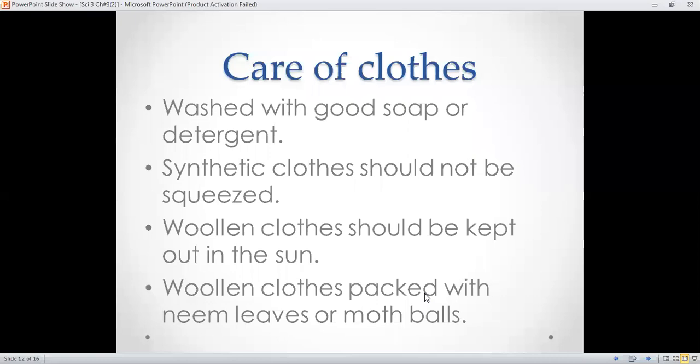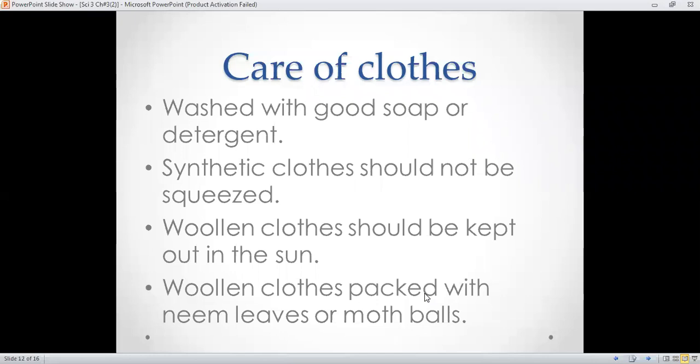And woolen clothes are packed with neem leaves or mothballs. In your own homes, you can observe that when the season is going to change, your mother shifts the clothes. She takes the summer clothes and packs the winter clothes. Your mother uses a mothball, a small white ball-like tablet, and keeps it in the woolen clothes. So that these clothes cannot be changed into another one, to prevent that, they keep the mothballs there.